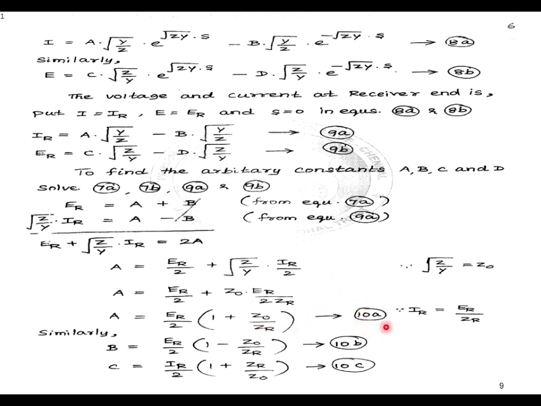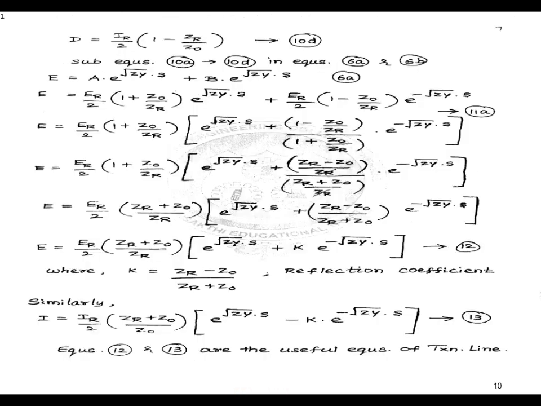For IR, we can write ER divided by ZR. So similarly, we can write B equal to ER divided by 2 into 1 minus Z0 divided by ZR. That is equation number 10b. And C also we can write IR divided by 2 into 1 plus ZR divided by Z0. That is equation number 10c. Similarly, for D equal to IR divided by 2 into 1 minus ZR divided by Z0. That is equation number 10d.